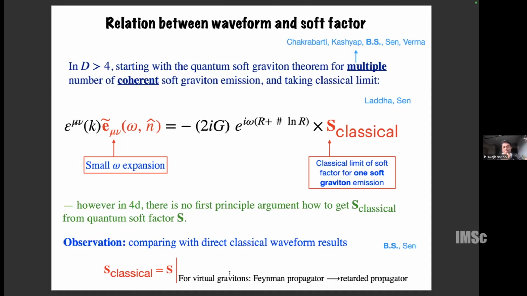No, the last line is telling that this is the procedure one follows in d greater than 4 to get this relation. But in 4 dimensions, we don't know how to find this classical limit from the quantum soft factor. This has not been derived because of the IR divergence issues. So this is just an observation we made. We computed the quantum soft factor and the classical waveform independently. Both sides of this first equation we computed independently, and using this observation, we can go along and find this result, whichever order we can go.